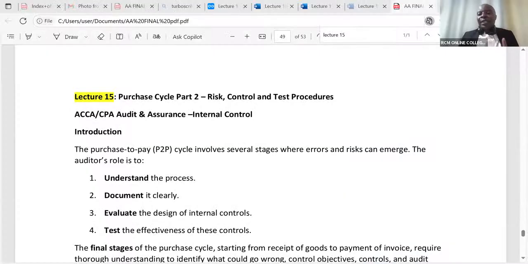Once again, welcome to this session. Today we shall look at lesson number 15, lecture number 15. Remember the first purchase cycle that we did, purchase cycle part 1, was in lecture 14. I'm still going to continue with this purchase cycle, so I'll be taking you through purchase cycle part 2.